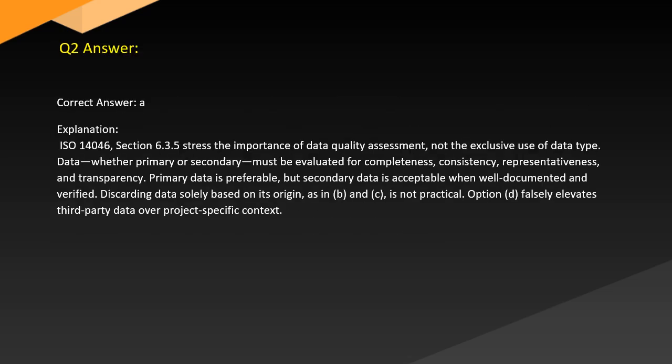Answer. Correct answer: A. Explanation. ISO 14046, Section 6.3.5, stresses the importance of data quality assessment, not the exclusive use of a data type. Data, whether primary or secondary, must be evaluated for completeness, consistency, representativeness, and transparency. Primary data is preferable, but secondary data is acceptable when well documented and verified. Discarding data solely based on origin, as in B and C, is not practical. Option D falsely elevates third-party data over project-specific context.